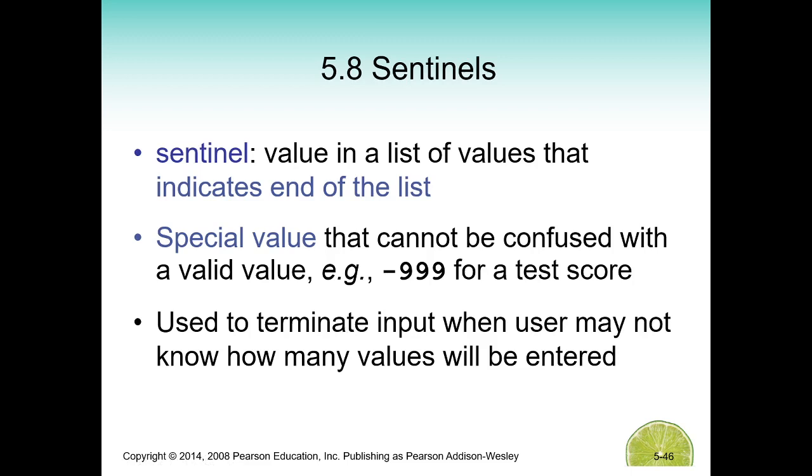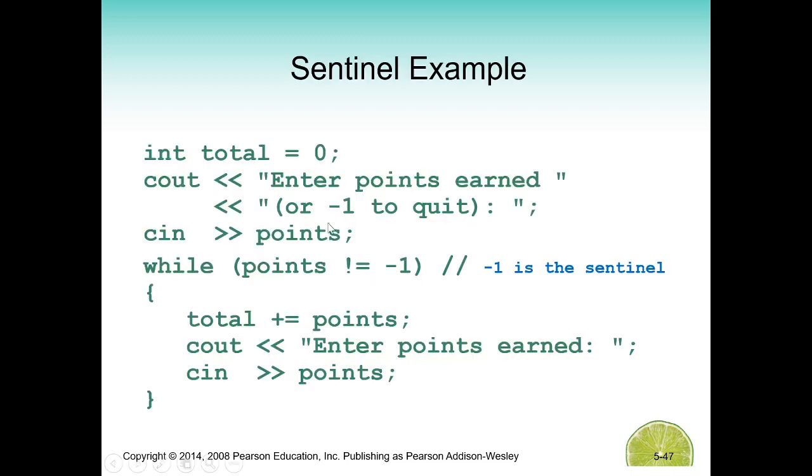All right, so sentinels. This is another case that we can use in the for loop, in any kind of loop actually. By definition, a sentinel is a value in a list of values that indicates the end of that list. It has a special value that cannot be confused with a correct value. For example, minus 999, or minus 1, or 0. Most likely this concept is used to terminate a list of choices from the user. How? Let's see this example here.